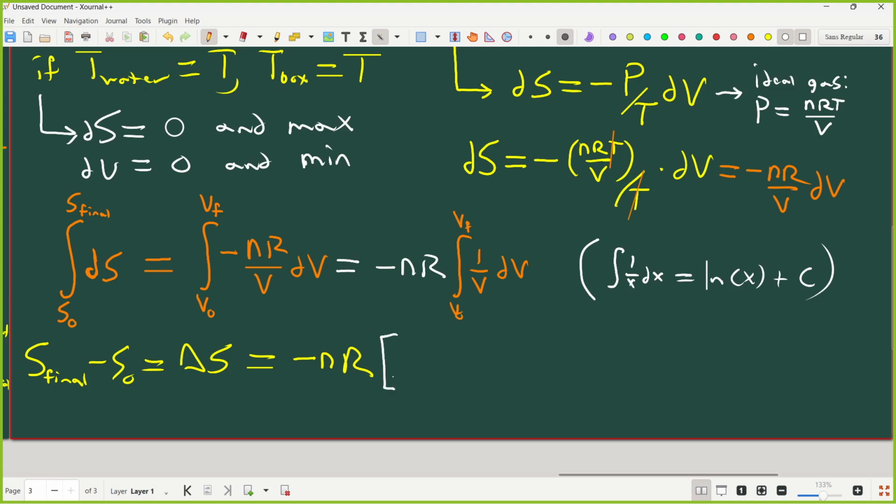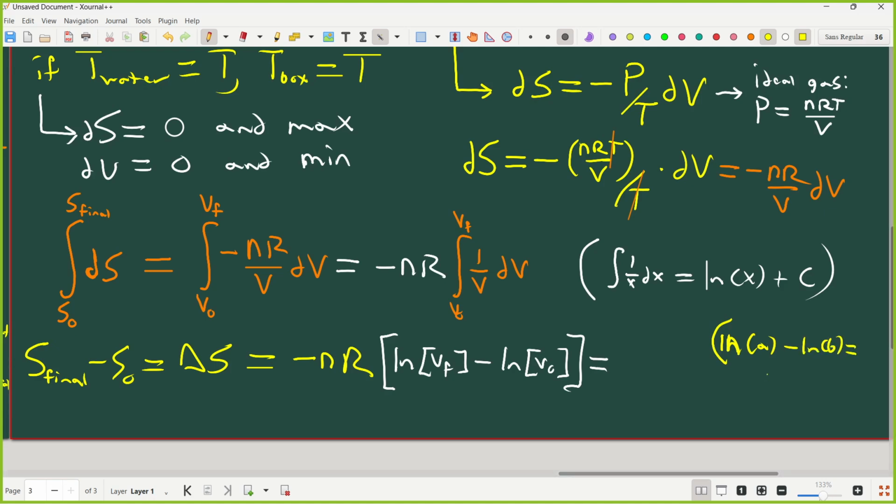So we have that now evaluated at the log of Vf minus the log of V naught, the initial volume. And how can we rewrite a difference of logarithms? Does anyone remember their log rules? Yeah, the fraction. The log of a difference is the log of a fraction. I'll write that formula for you really quickly: the log of A minus the log of B is equal to the log of A over B. And as you know, log of A plus log of B is the log of A times B.